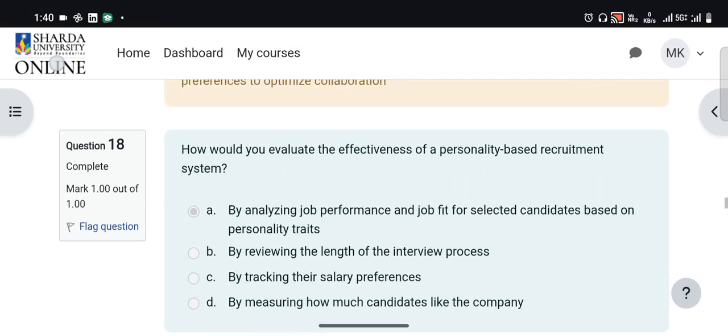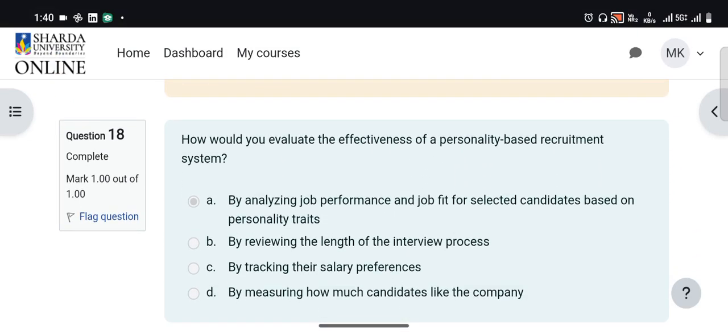Question number 18. How would you evaluate the effectiveness of a personality based recruitment system? Option A, by analyzing job performance and job fit for selected candidates based on personality traits.